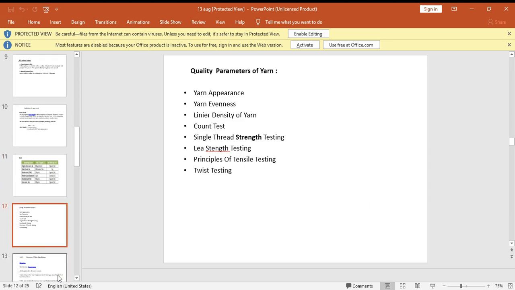And finally, to know the quality parameters of yarn, we have to check by all these parameters, and we can say that it is in good quality. That is, the parameters are yarn appearance, yarn evenness, linear density of yarn, count test, single thread testing, lea strength, principles of tensile testing, and finally twist testing. So by this, unit 2 is over, and in unit 3, four topics we have covered.